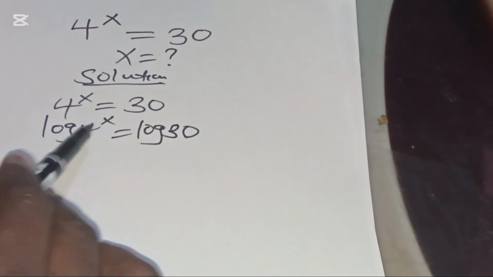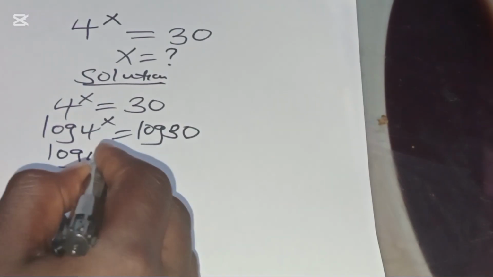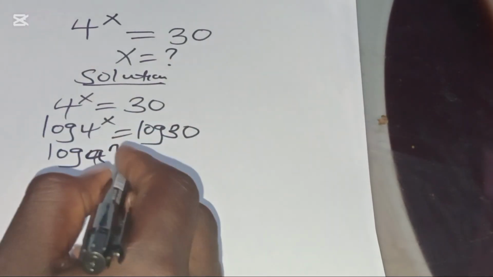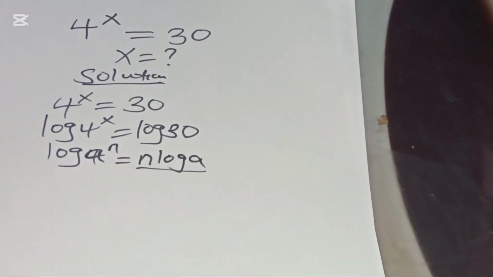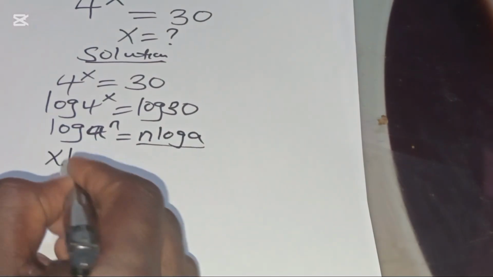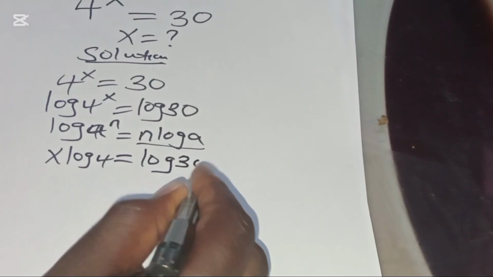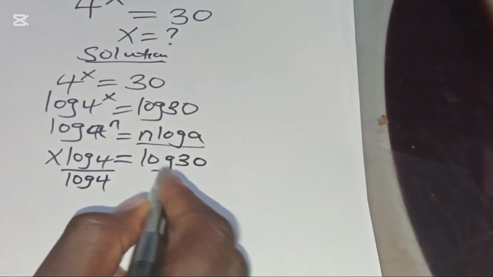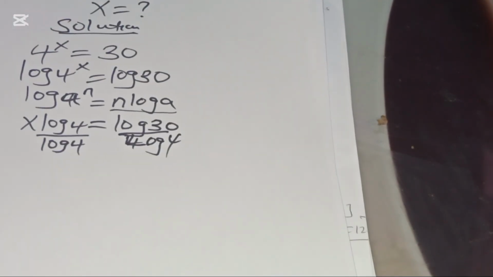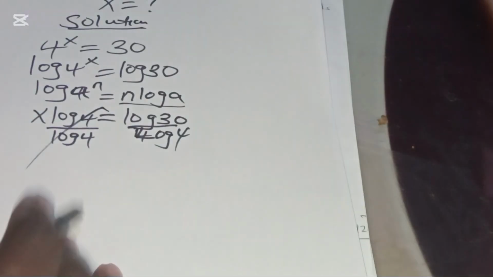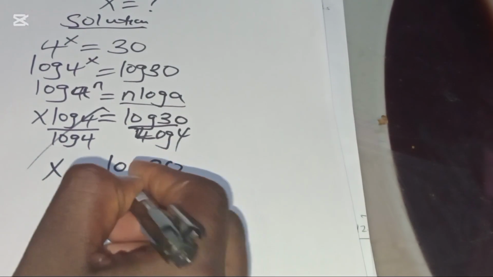Now to solve for x, log 4 to power x is actually in the form of log a to power n, which you can express as n log a. Applying this logarithm identity, we have x log 4 equal to log 30. Dividing both sides by log 4, we simplify so that x is equal to log 30 divided by log 4.